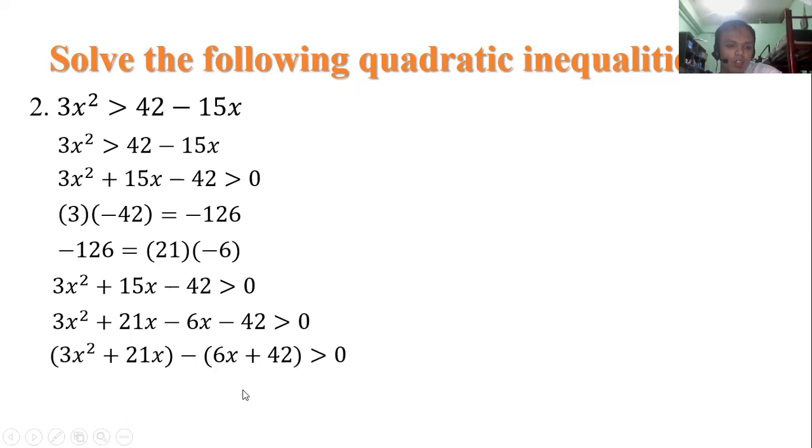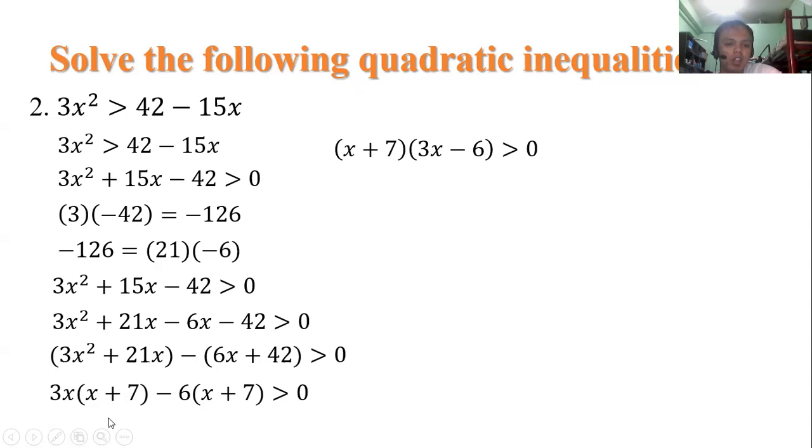Then group ulit natin, no? Get the common factors of each group, no? For 3x squared plus 21x, ano yung common sa kanila? That is 3x. Then natira sa loob is x plus 7. Dito naman sa 6x plus 42, ang common is 6. Ang natira sa loob is x plus 7 greater than 0. So ang kopya lang kay x plus 7 and then enclose in parenthesis natin tong nasa labas, 3x minus 6. Find the value of x. No, x plus 7 greater than 0.